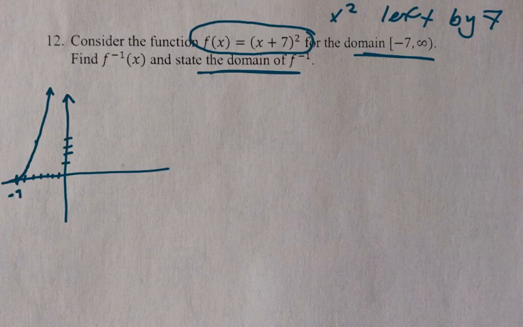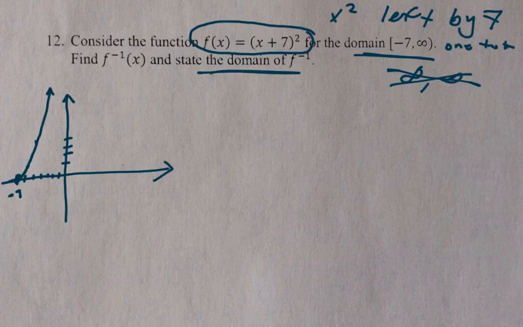It's telling us that the domain of this, though, is only from -7 to infinity. So this is going to keep going in the positive x direction forever, but it actually stops at -7. It's so that it will pass the horizontal line test. So the function f of x equals (x plus 7) squared is not one-to-one from negative infinity to infinity, but it is one-to-one over this interval. Okay, so that's why this will have an inverse function.